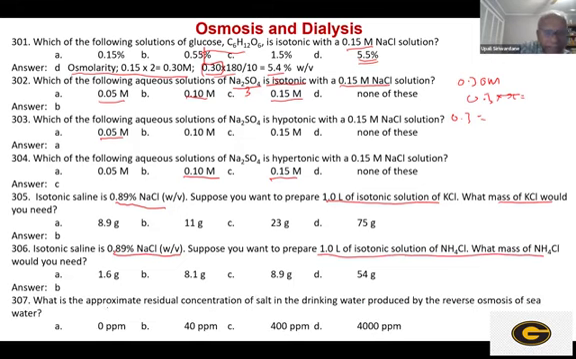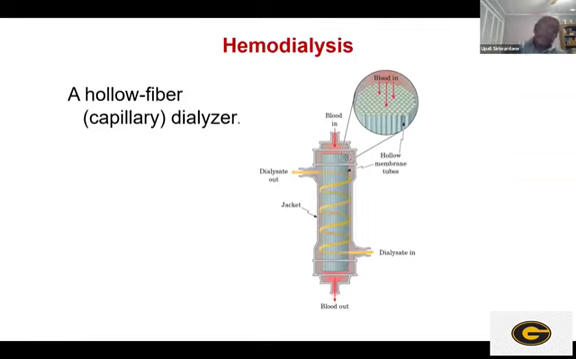Residual concentration of drinking water produced by reverse osmosis is very low. 0 is not correct. 40 is somewhere around here. C is the correct answer. Reverse osmosis is used to separate sodium chloride from water, and you can get fresh water.